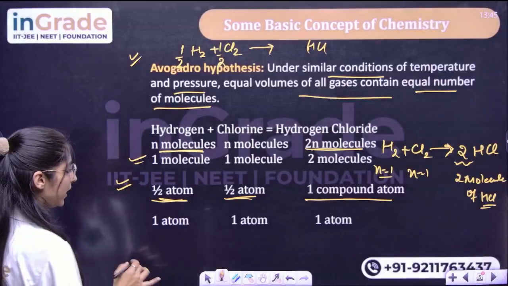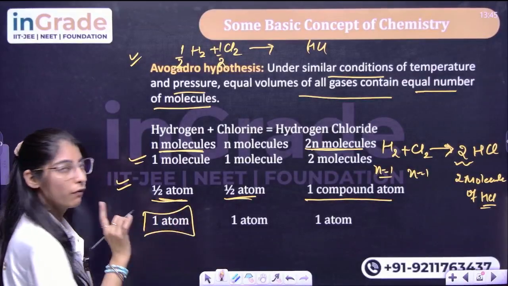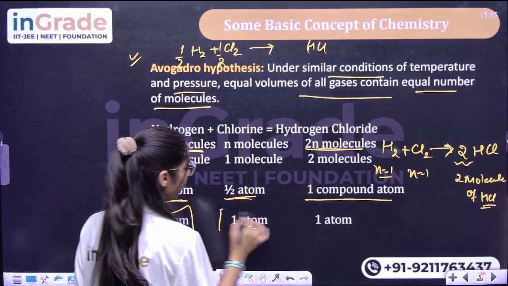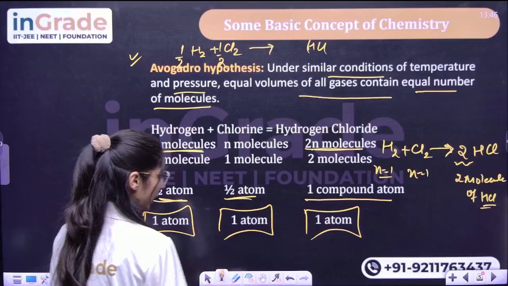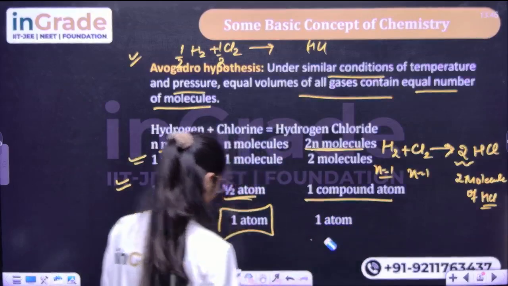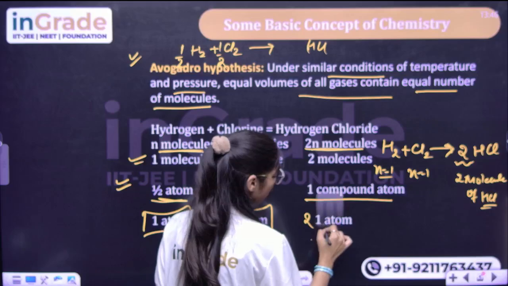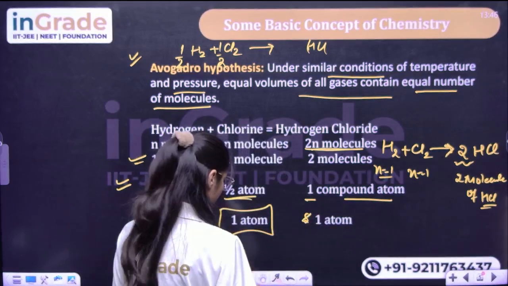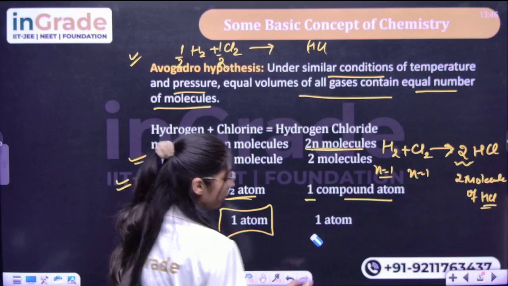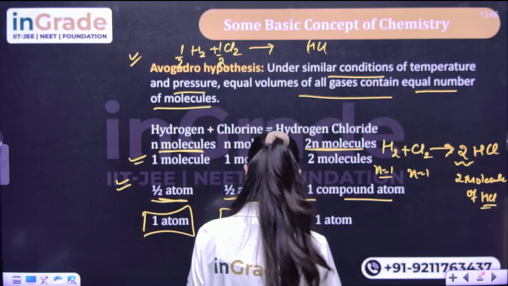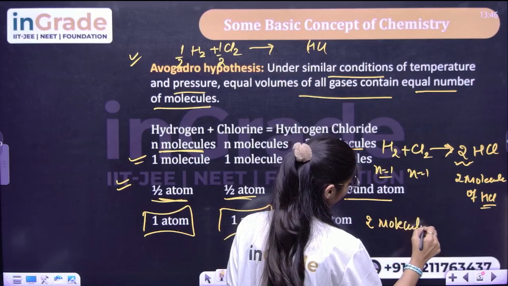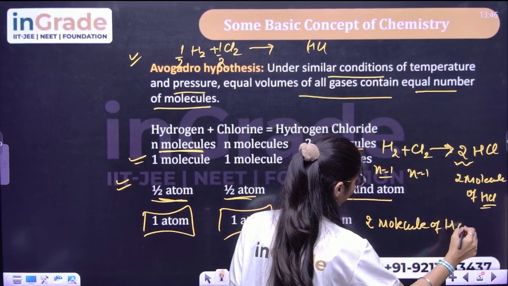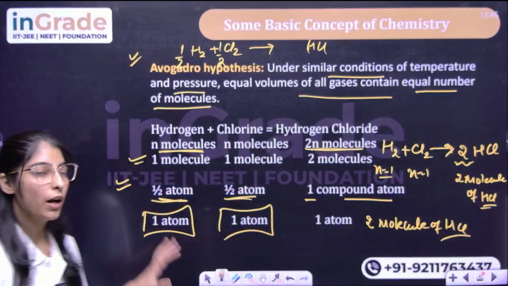Next it says, if one atom of hydrogen is reacting with one atom of chlorine, then it will give us 2 of HCl. This is going to be 2, and you are not going to write it as atoms. It will be a compound, or you will say molecules. This is going to be 2 molecules of HCl. I hope you got it.